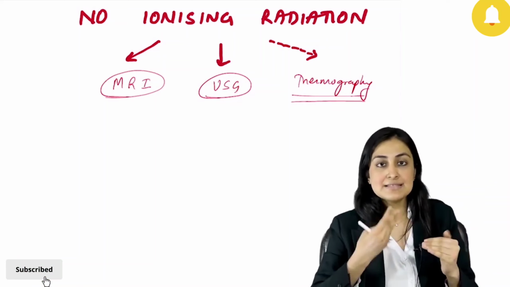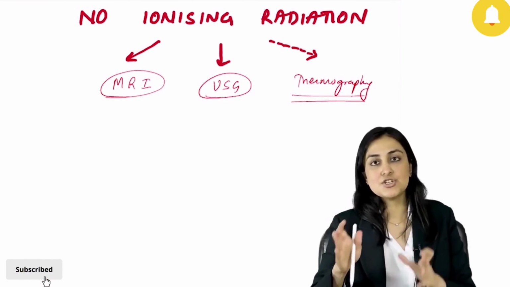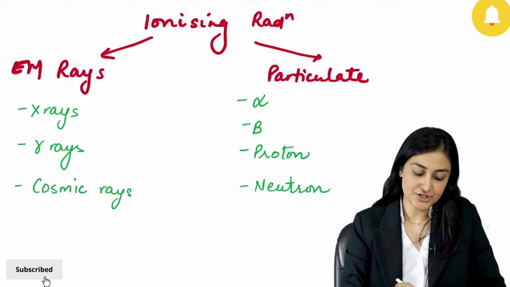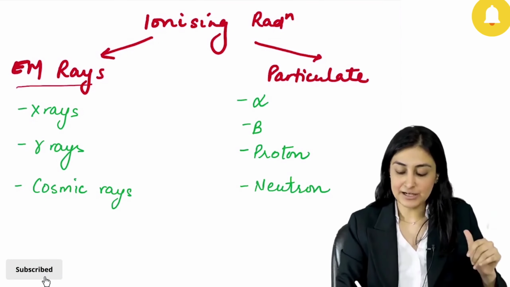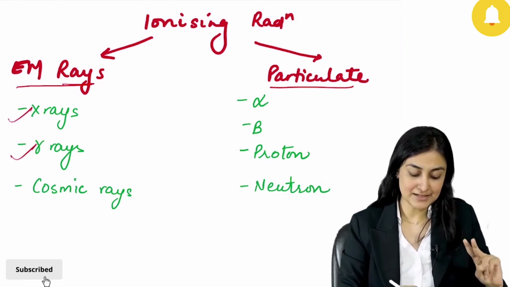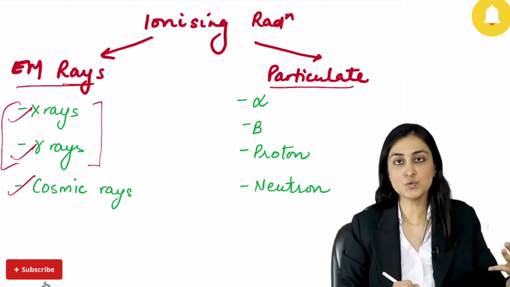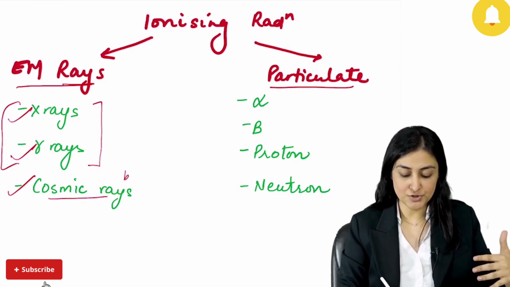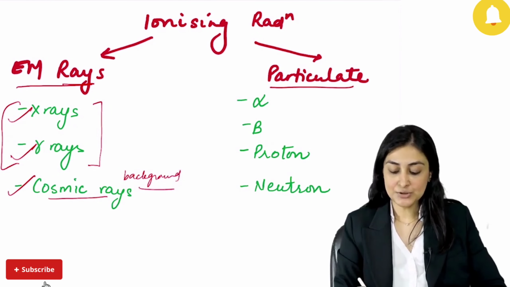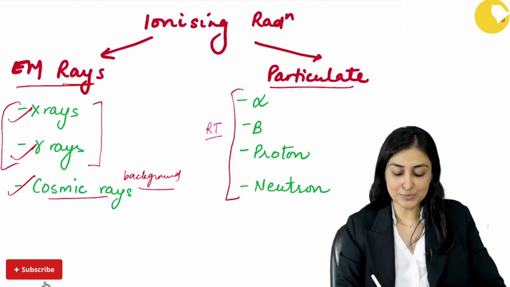Everything else, which is X-rays, CT scanner, any fluoroscopy we are doing, or any nuclear medicine investigation, is going to constitute ionizing radiation. Now when we talk about what constitutes ionizing radiation, remember we have the electromagnetic spectrum and the particulate radiation. Out of the electromagnetic rays, we have X-rays, gamma rays and cosmic rays which contribute to ionization. X-rays and gamma rays are used for diagnosis, whereas cosmic rays predominantly constitute the background radiation, so this is not something we use for diagnostic purposes. Particulate matter, we have alpha, beta, proton and neutrons, which all have ionizing radiation, and these will come into play in treatment.